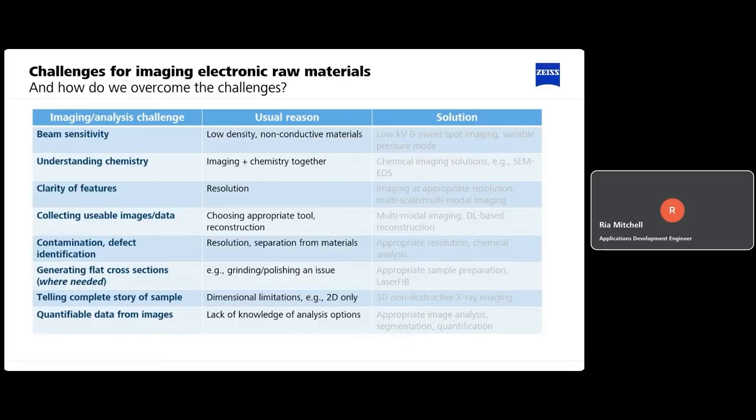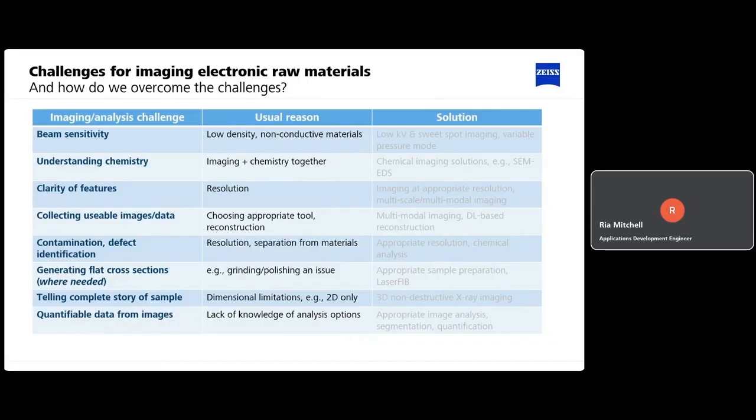Beam sensitivity, which can be linked with chemistry, can be an issue. So, for instance, low-density non-conductive materials, those are potentially polymer-based. If we want to be able to resolve those specific features of interest, then it could be that we're not reaching the required resolution. We might not also be using the appropriate tool to be imaging our samples or performing the analysis. So how do we make sure that that's correct? Or then from that, how can we combine different tools to tell a full story about our samples?